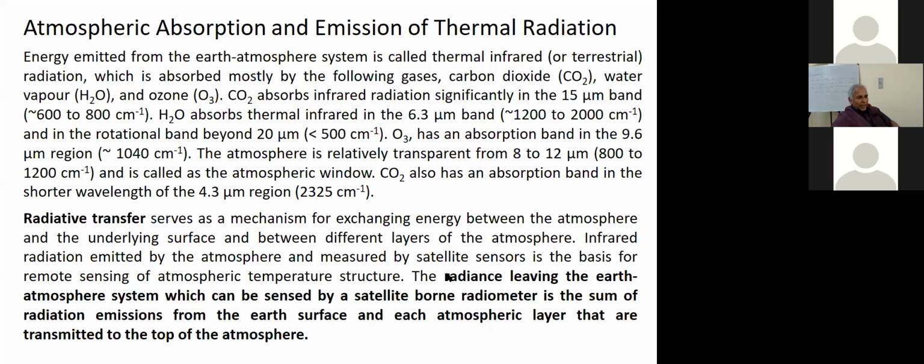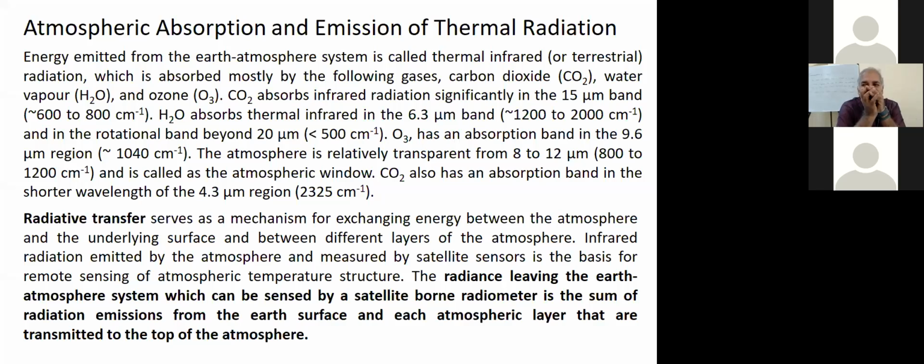So basically radiative transfer serves as a mechanism for exchanging energy between the atmosphere and the underlying surface and between different layers of the atmosphere. Infrared radiation emitted by the atmosphere and measured by the satellite sensor is the basis of the remote sensing of the atmospheric temperature structure. The radiance leaving the Earth atmospheric system, which can be sensed by the satellite-borne radiometer, is the sum of radiation emission from the Earth's surface and from each atmospheric layer that is transmitted.